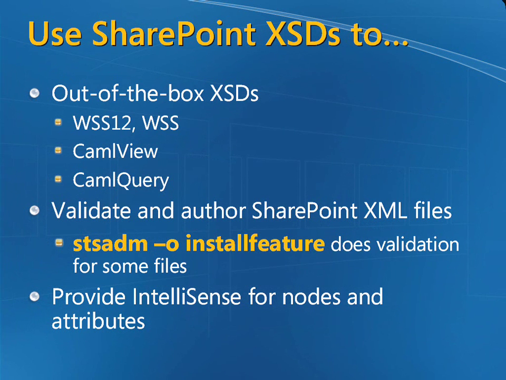OK. So we also have this infrastructure in Windows SharePoint Services v3 for validating XML. And to do this, we use XSD files. So by default, we have XSDs for our SharePoint core schemas, things like onet.xml, feature XML, all of the element types, web temp, etc. These are contained in WSS12.xsd and WSS.xsd. These XSDs inherit from other XSDs like Camel Query and Camel View, which define the XML schemas for those respective types of XML structures you can use. So things like, if you want to build a Camel View, you're going to want to look at all those tags in camelview.xsd.